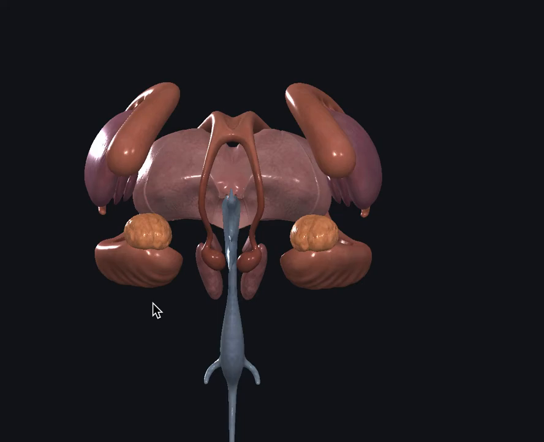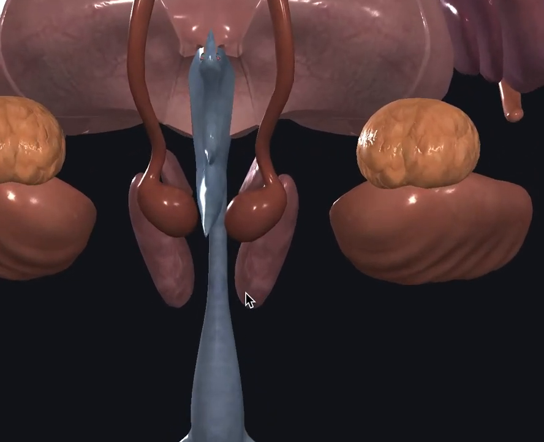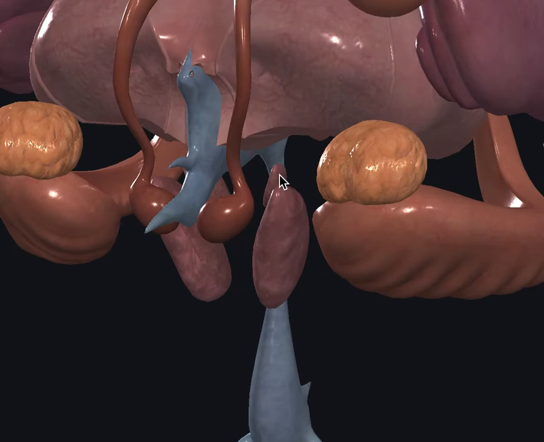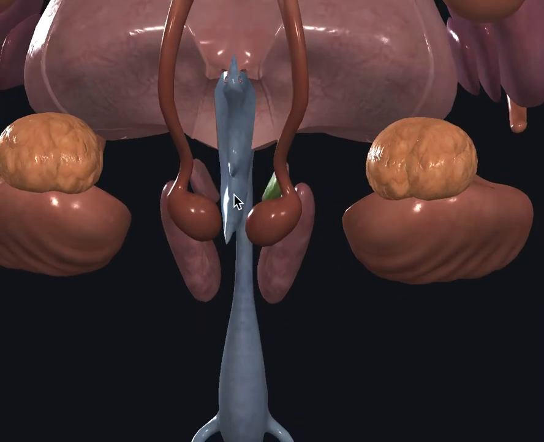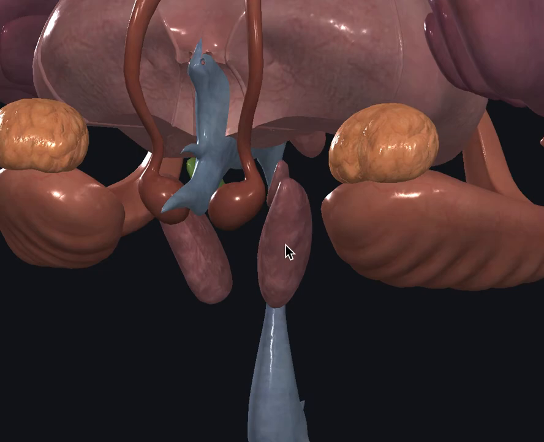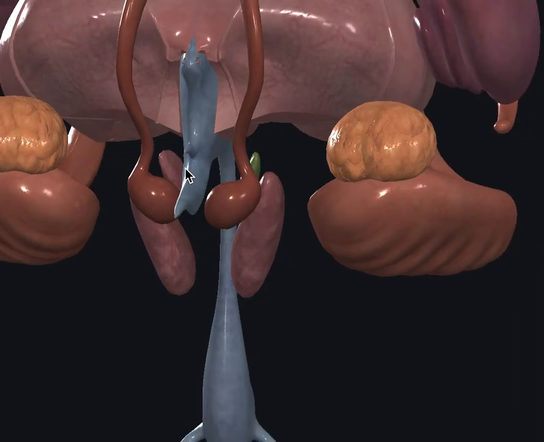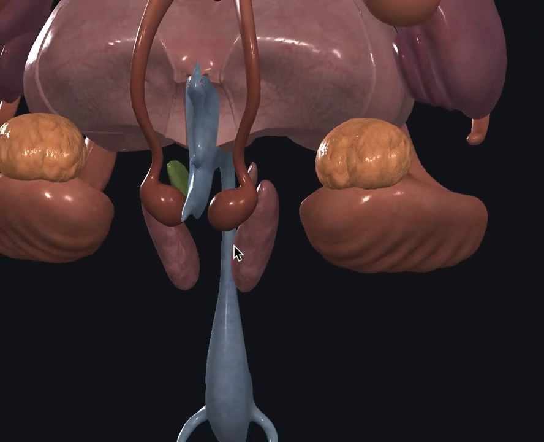Other basal nuclei include the subthalamic nucleus, which is here on both sides, and the substantia nigra. The substantia nigra is located in the midbrain. The subthalamic nucleus is located in the diencephalon.